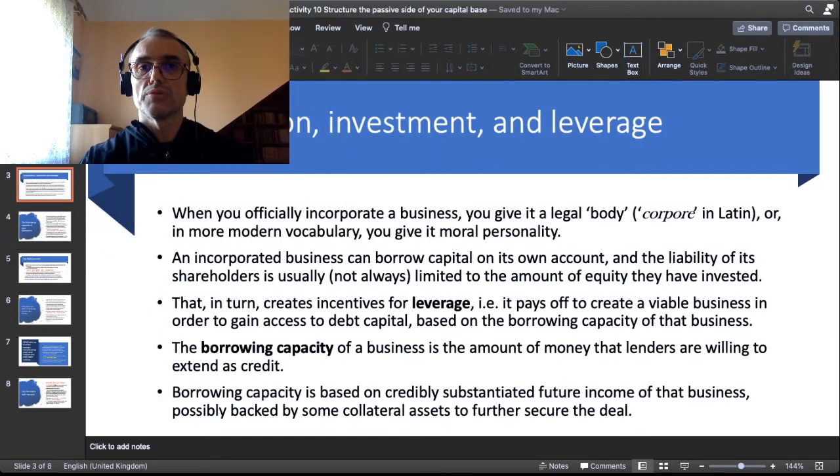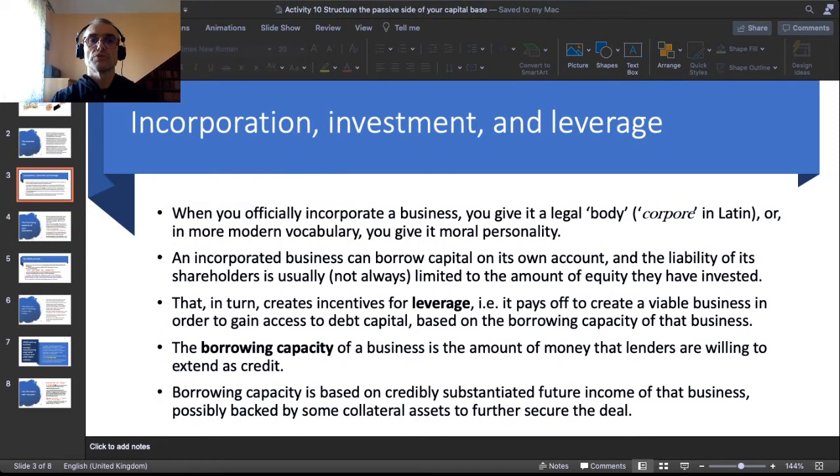Now we go into an important concept, important to understand the way of financing a business, the concept of incorporation. When you incorporate officially a business, so when you give it that legal body, or corpore in Latin, you give it the so-called moral personality. So this incorporated business becomes a separate legal moral person, and that moral person has like a capital account of its own.